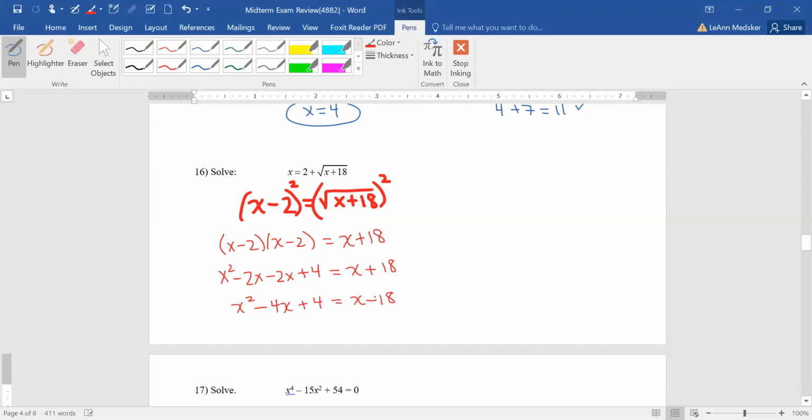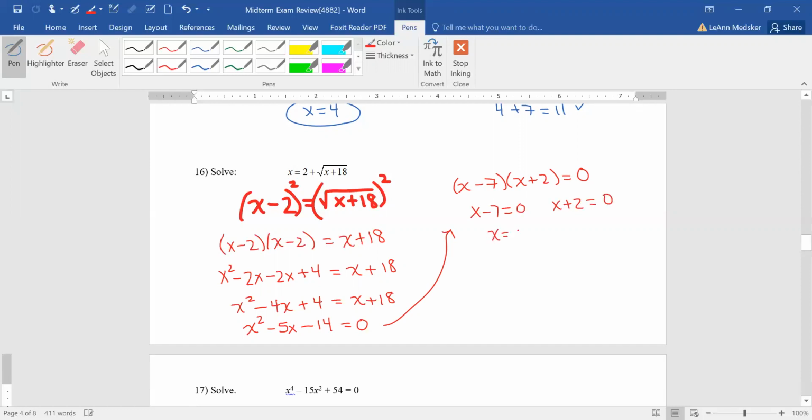Now, because this is quadratic, we need to get everything to one side. So we're going to subtract the 1x over. That will make this negative 5x. Subtract the 18 over. That's going to make this negative 14 equal to 0. We need factors of negative 14 that make negative 5 when we add them together. So they're opposite signs since they multiply to negative 14. And it'll be x minus 7 and x plus 2 equal to 0. Set each of these equal to 0 to solve for our two possible choices.